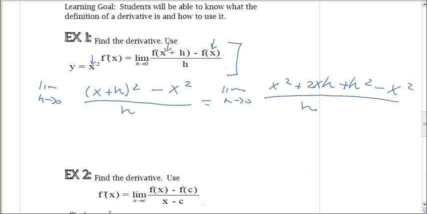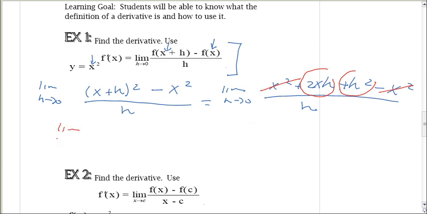Alright, we're in great shape. Let me grab my Mr. Red for some canceling. Okay, x squared and negative x squared can be canceled out. Now, notice that in my numerator, I have multiples of h. That's great. That means I can cancel out the denominator.